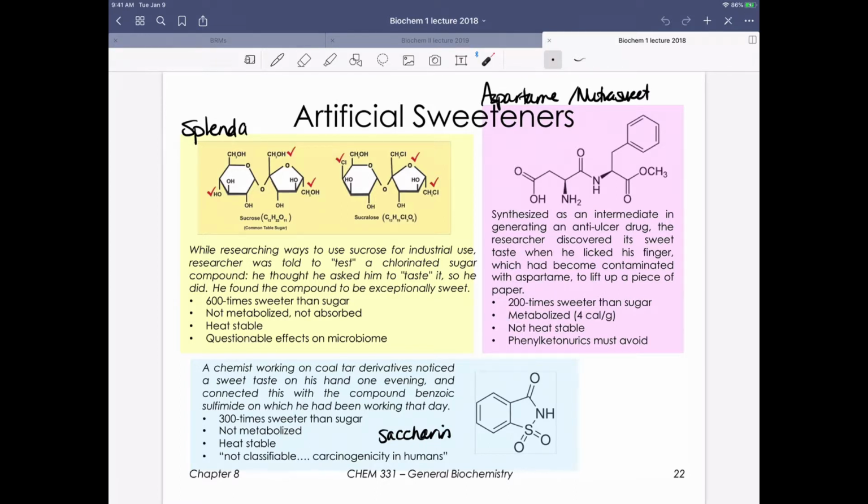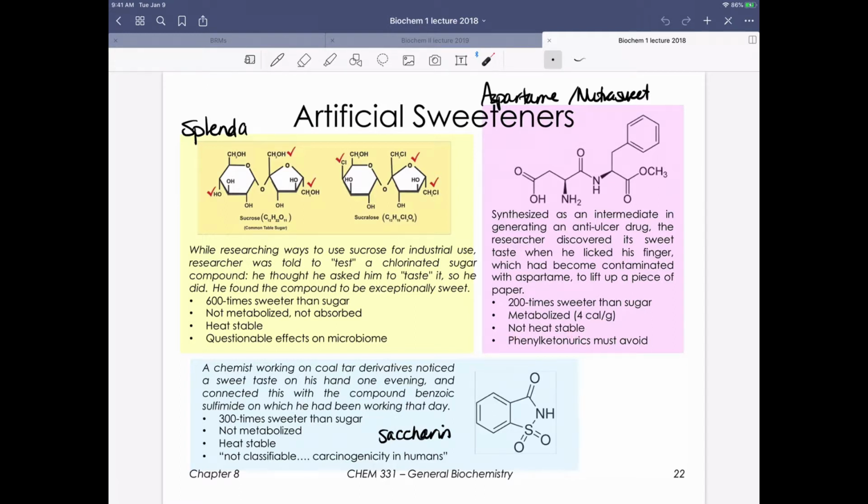Another one of these that's significantly more sweet than sugar. This is something that's metabolized. It's metabolized like a little peptide, 4 calories per gram, but because we need so little of it to have that same sweetness, it really is not considered to be anything that we can consider caloric.